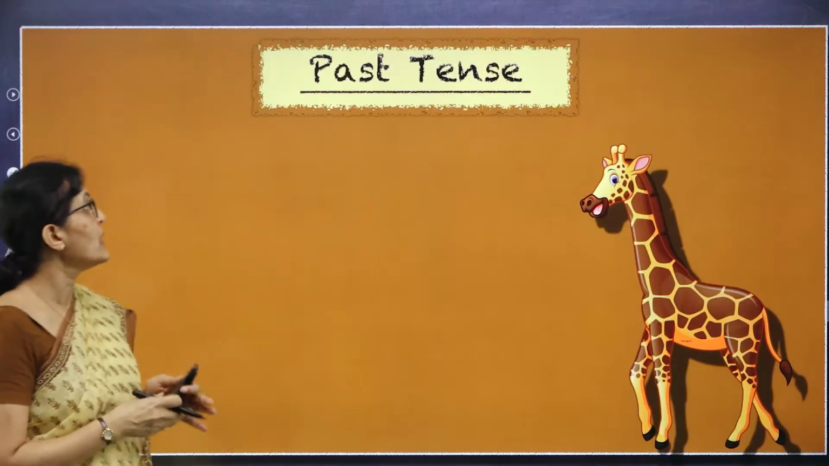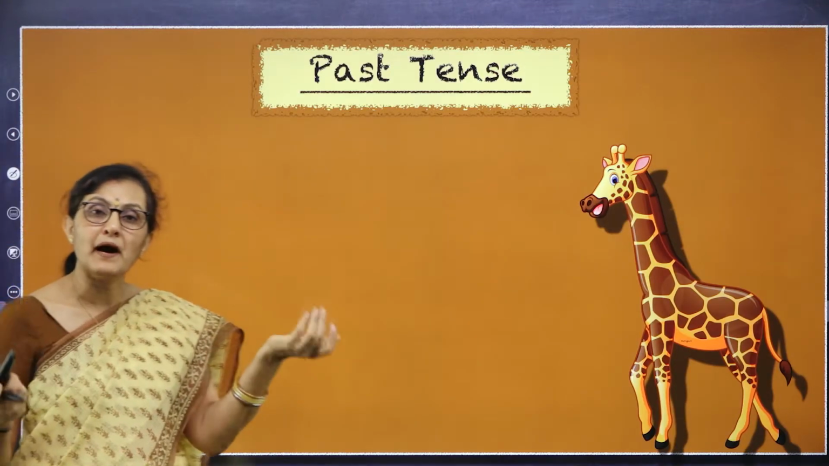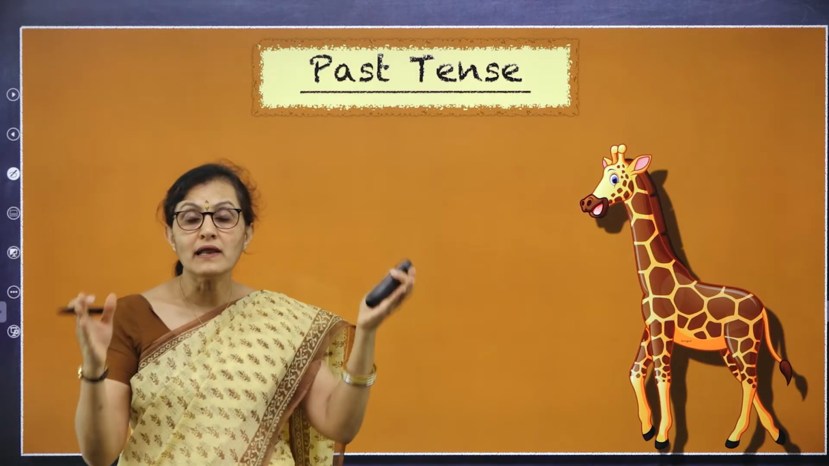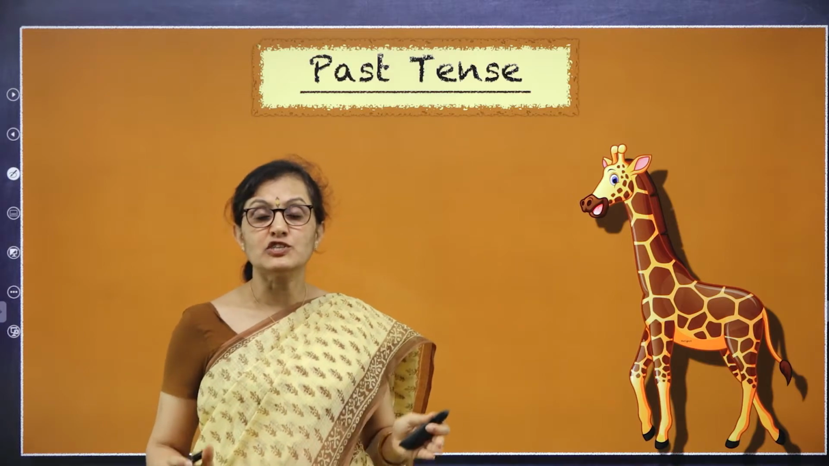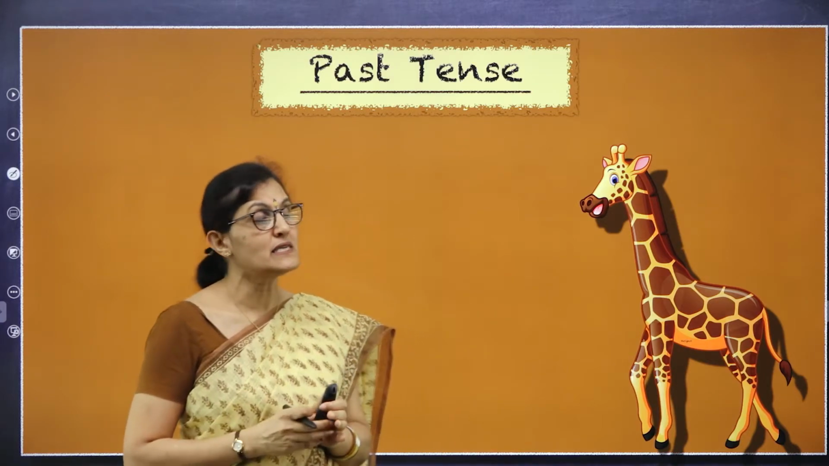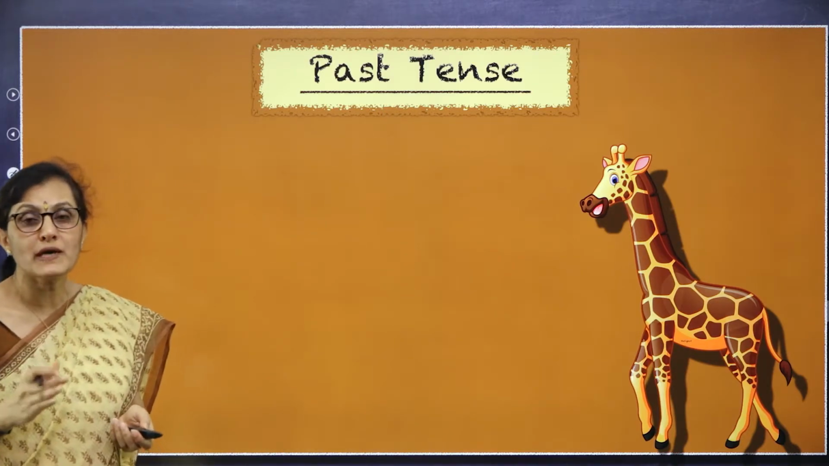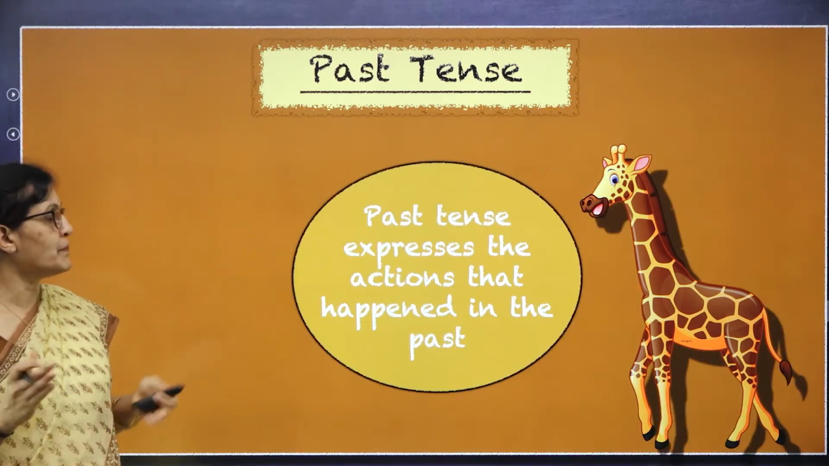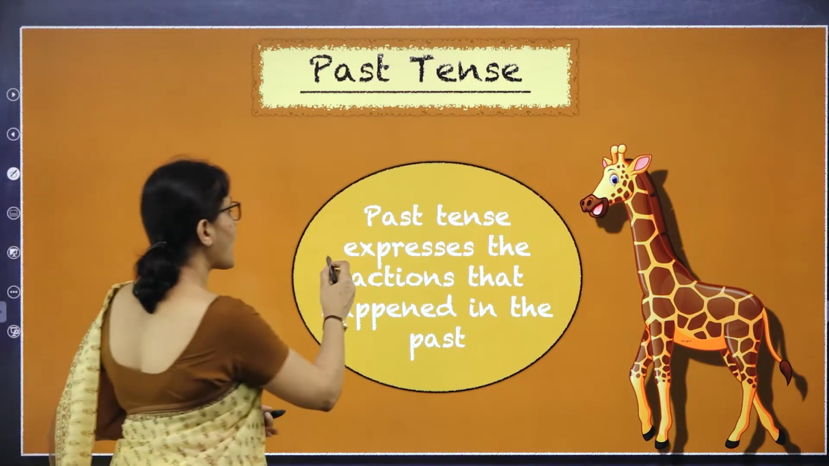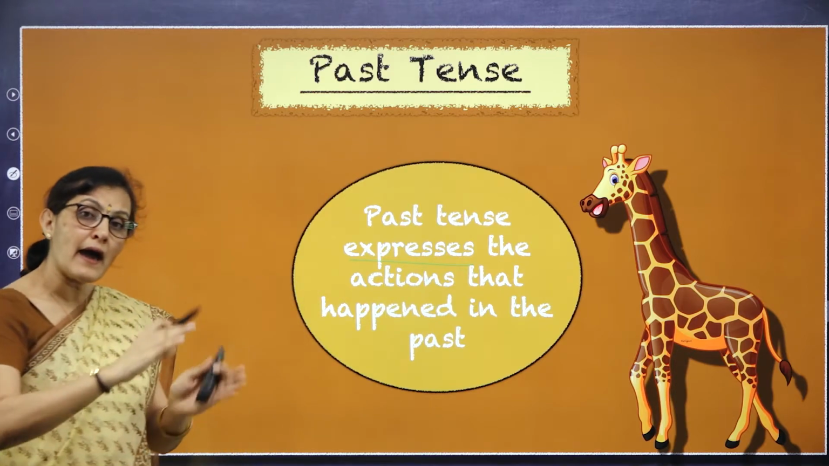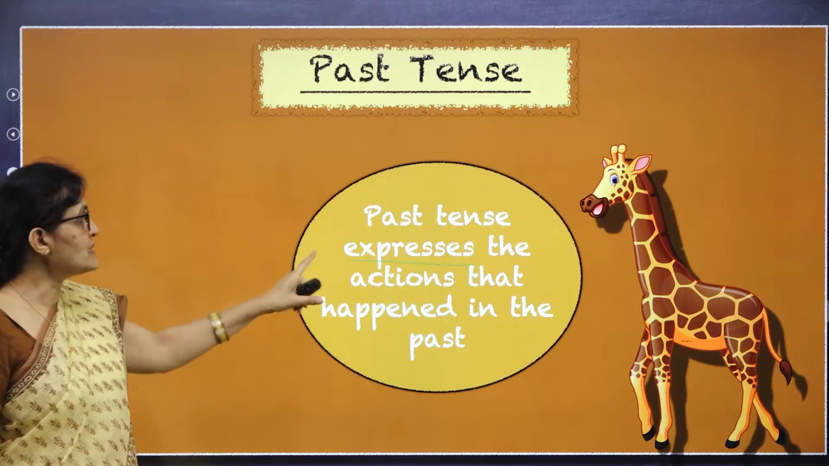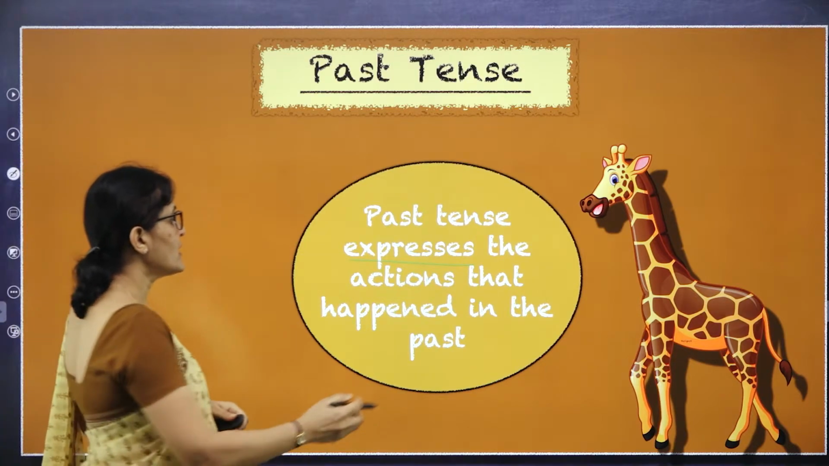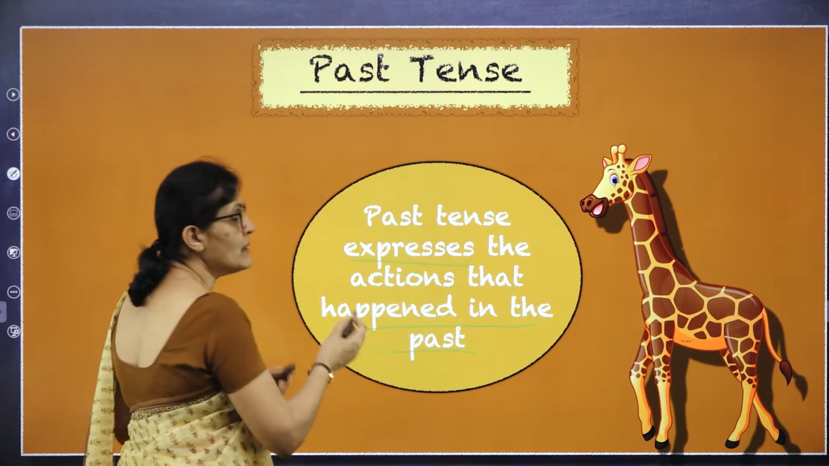Now moving forward, the next one is the past tense. All the while I was talking about present, that is I am teaching, that is the present one, isn't it? Now what is it to do with past? When you look at the past, it expresses the action that has happened already. It has already happened in the past. So the past tense expresses the action that has happened in the past.